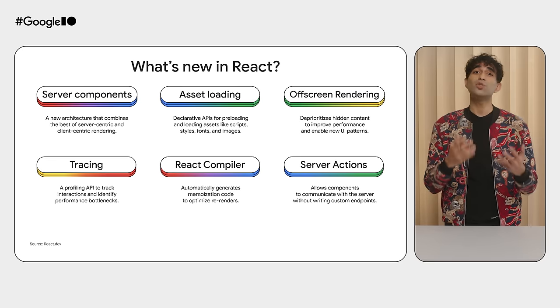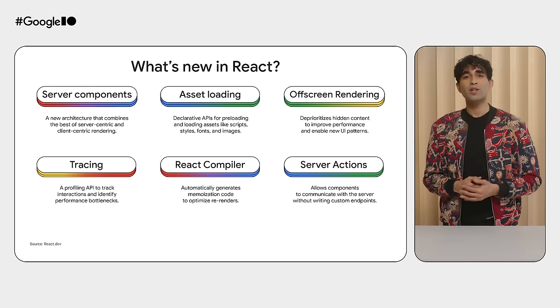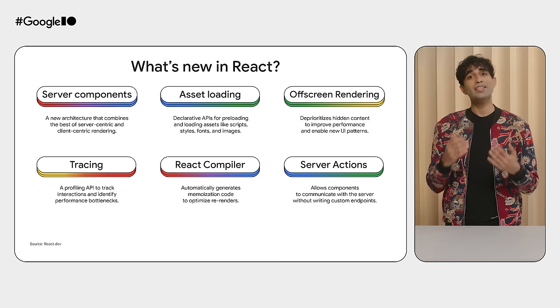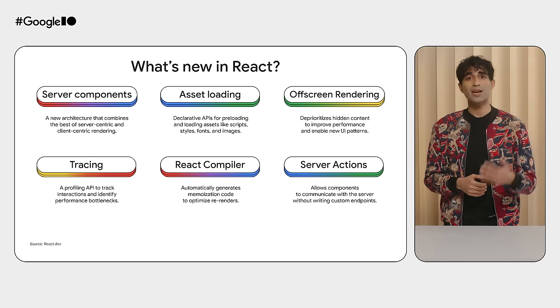Transition tracing is a new profiling API that assists developers in tracking interactions and identifying performance bottlenecks more effectively. Today, I'll be diving into two of these features more deeply: React Compiler, which automatically generates memoization code to optimize re-renders, and Server Actions, which simplify communication between components and the server for data mutations and form handling. We'll explore how they work, what their benefits are, and how they can help you build better React apps.